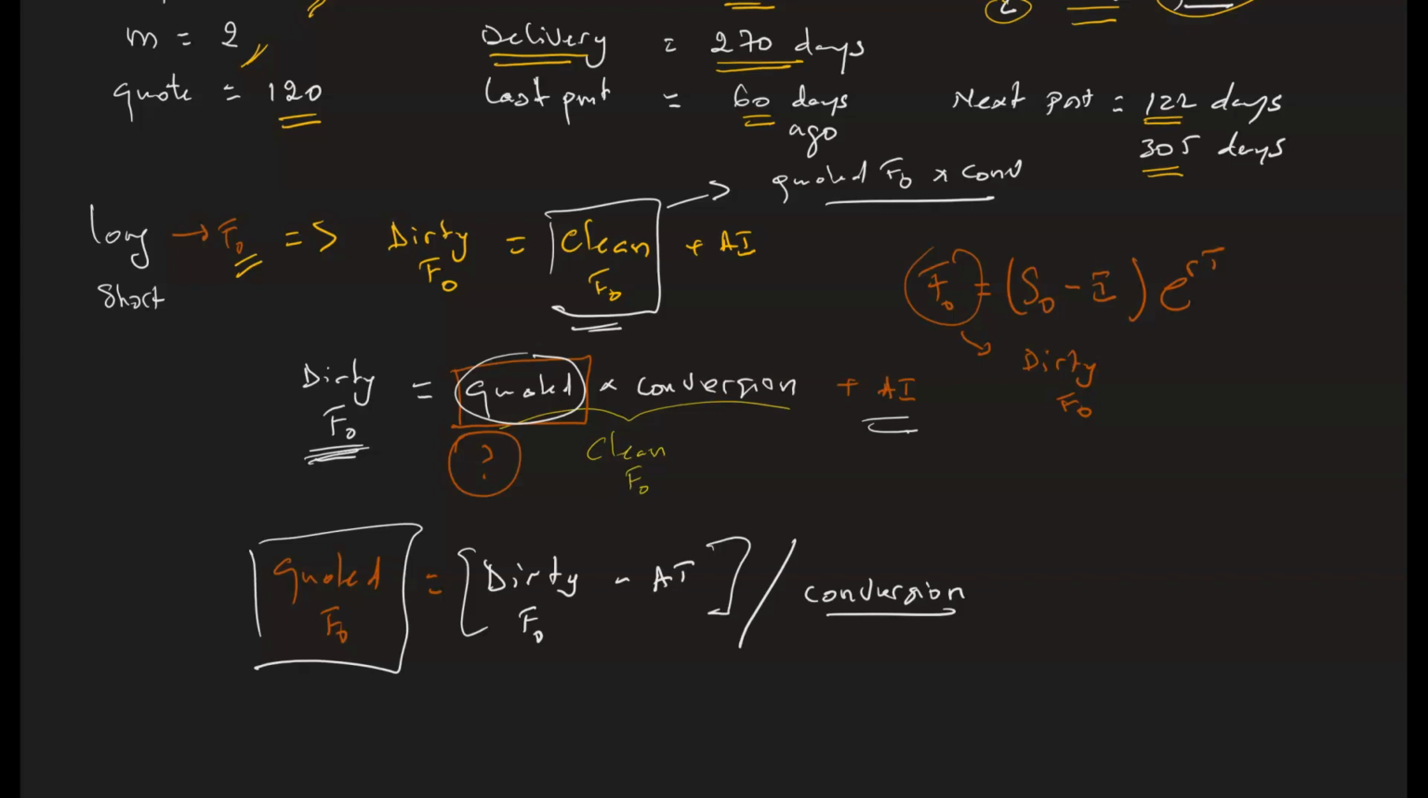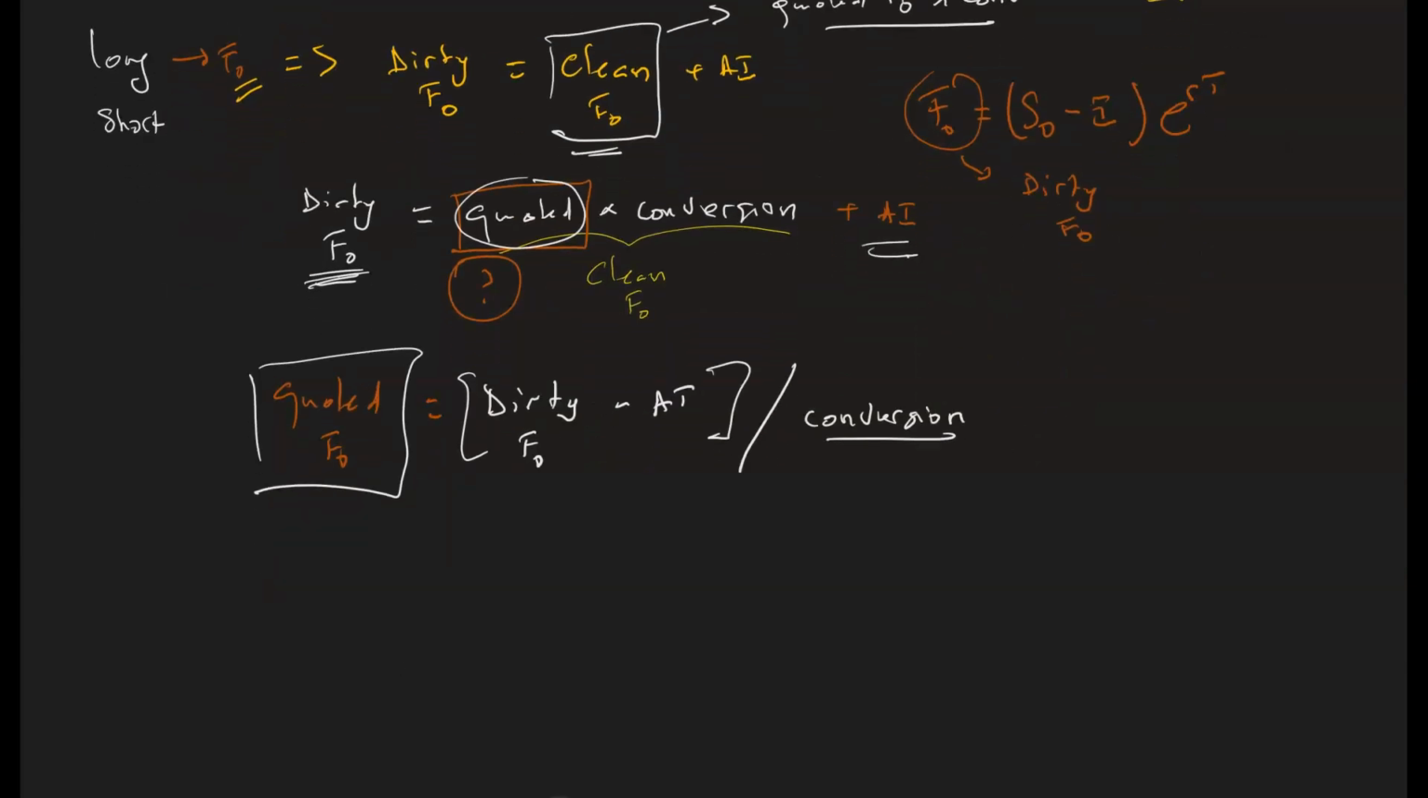Now, our dirty price, remember, is going to be the following. We're going to have the quoted price equal to our dirty price, which is S0 minus our income future value, from which we subtract the accrued interest, and we divide all of that by our conversion factor.